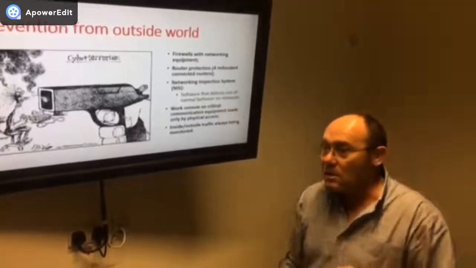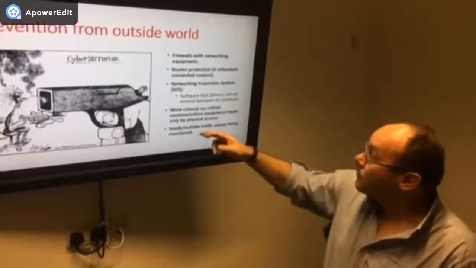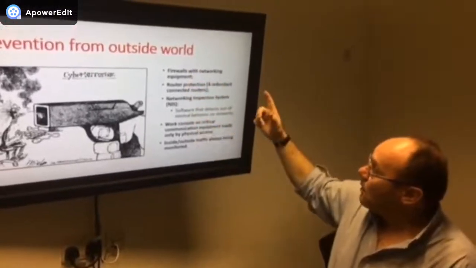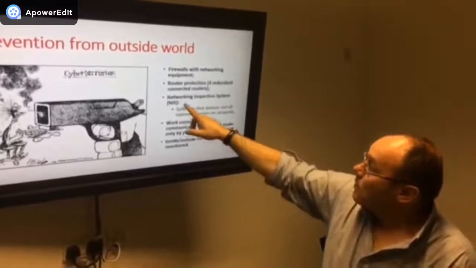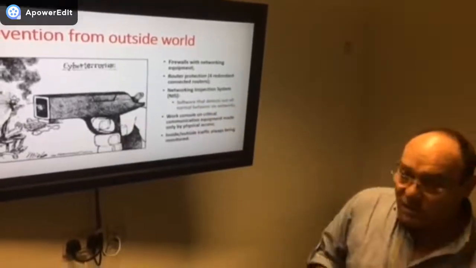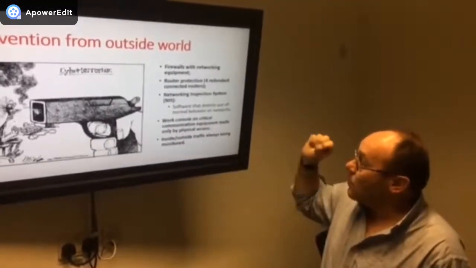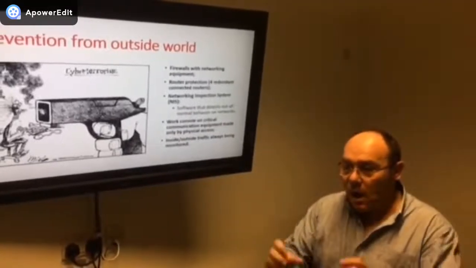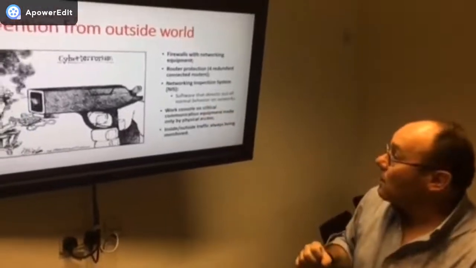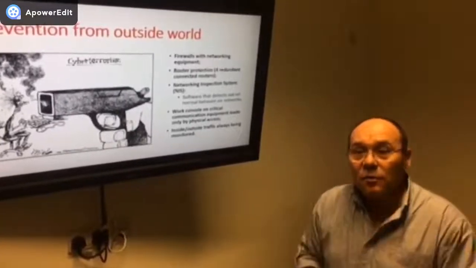This is a measure before the firewall. These firewalls and networking equipment all work with network inspection systems, software that detects out-of-normal behavior on networks. This must be monitored all the time, because it knows our normal behavior in our network, and will detect abnormal behaviors, and it's a good prevention against attacks.